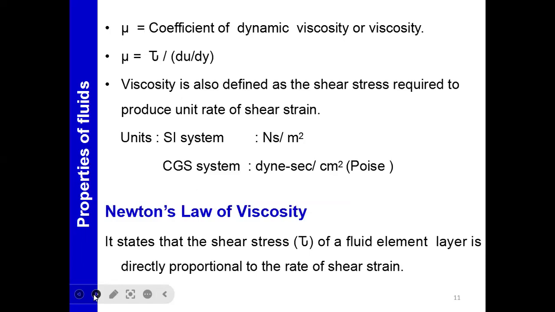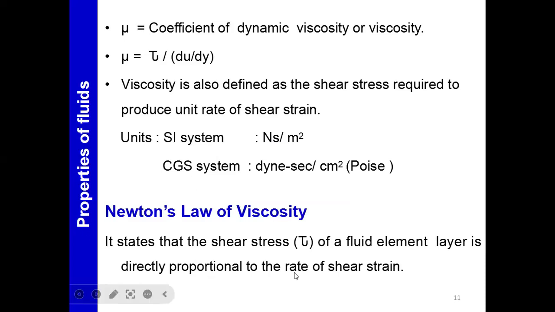Now mu equals the coefficient of dynamic viscosity, and mu equals tau divided by du/dy, where viscosity is also defined as the shearing stress required to produce unit rate of shearing strain. SI units will be Newton second per meter square, and in CGS, dyne second per centimeter square. It's also called Poiseuille.